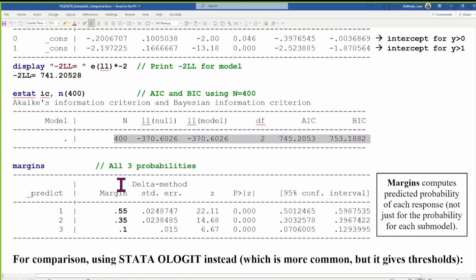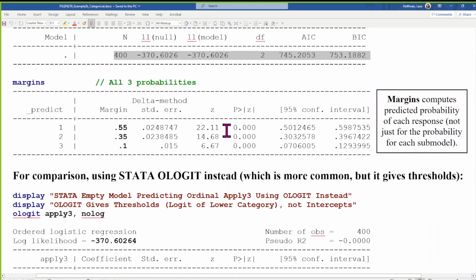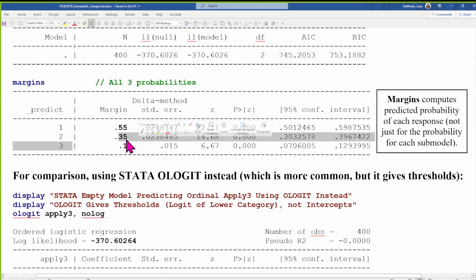And then margins, my best friend. Can you just tell me what the probability is of each? Sure I can. Answer 0, answer 1, answer 2: 0.55, 0.35, 0.1. So it does all of the mental gymnastics for you to figure out what the probability is of each answer, which I really appreciate.